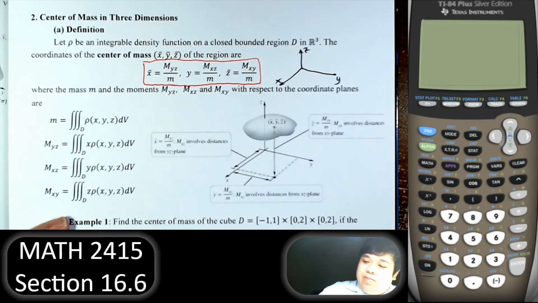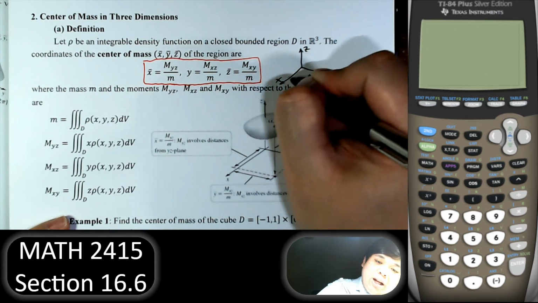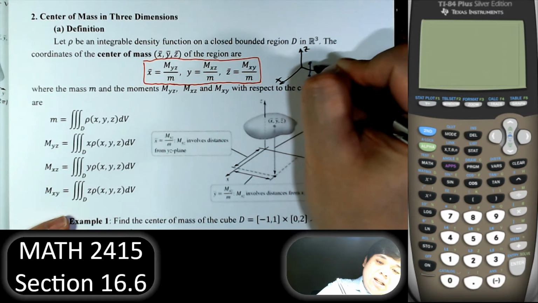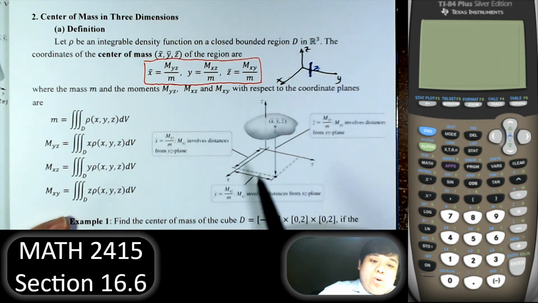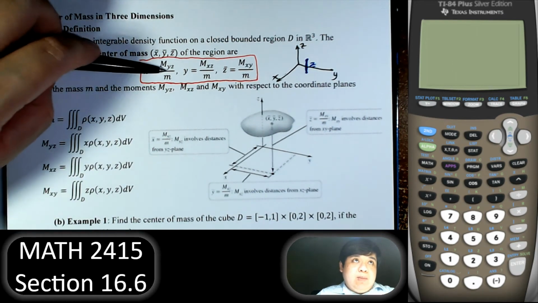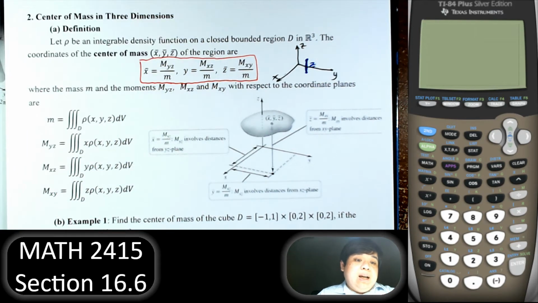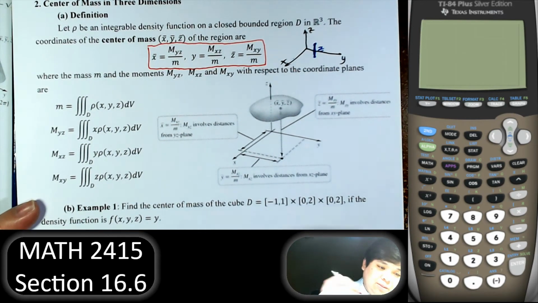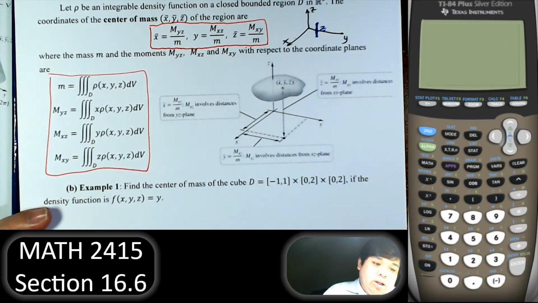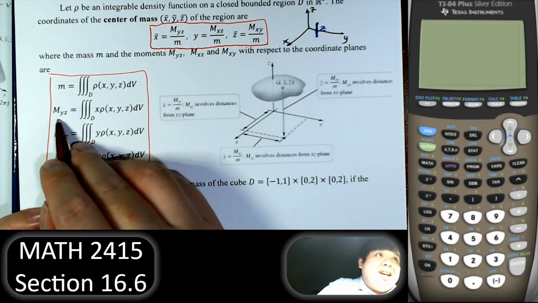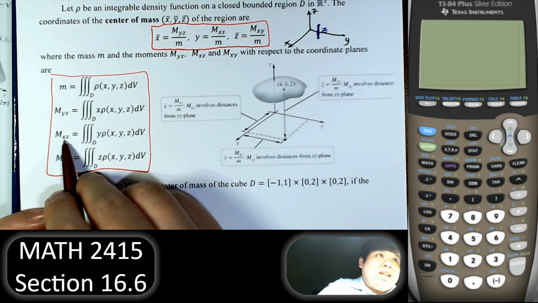In 3 dimensions, the moment about the XY plane is the Z coordinate, the distance to the XY plane. So we say the moment about the YZ plane, moment about the XZ plane, and moment about the XY plane. And the mass and the moments are as follows. For YZ, the distance to the YZ plane, we stick an X to it, and the distance to the XZ plane, we stick a Y to it.